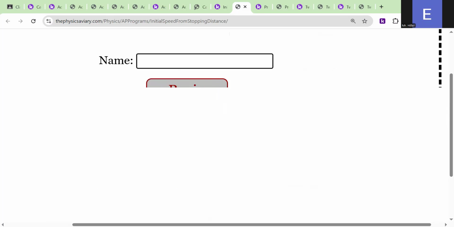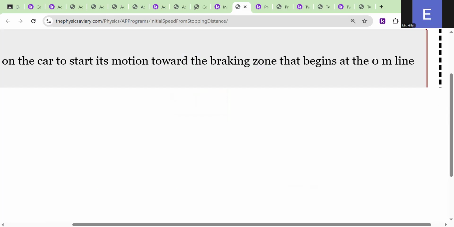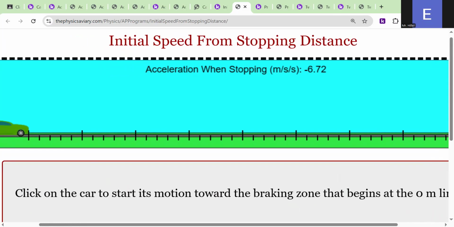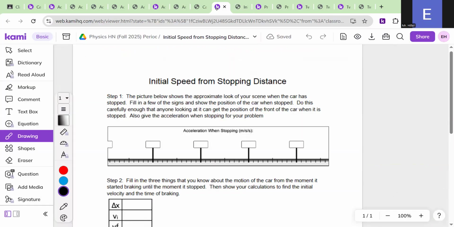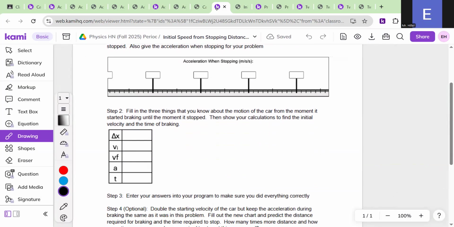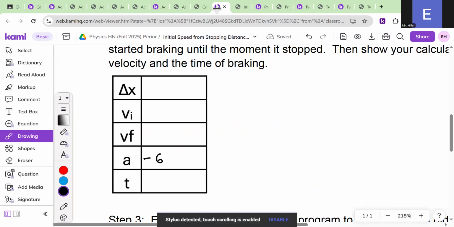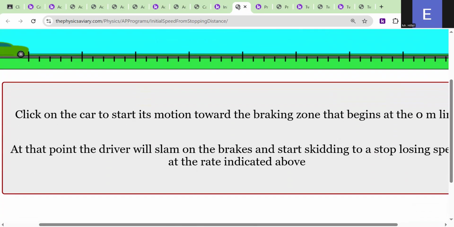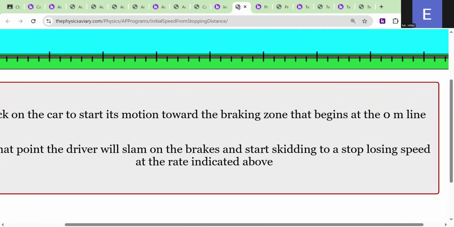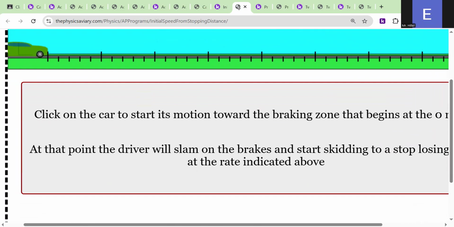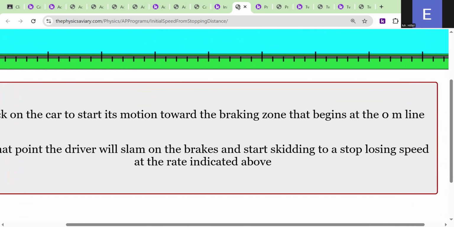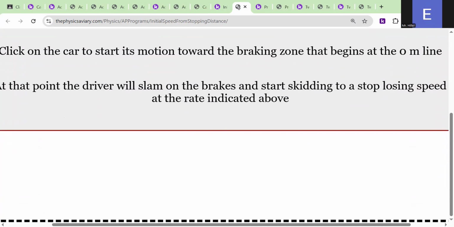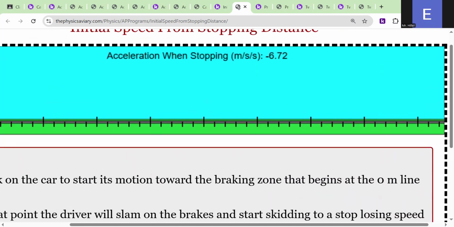Speed from stopping distance. Okay, so we're given the acceleration, negative 6.72. So I'm going to fill that out. Negative 6.72. It says click on the car to start its motion toward the braking zone that begins at the 0 mile. At that point, the driver will slam on the brakes and start skidding until losing speed at the rate indicated. All right, well, let's start.